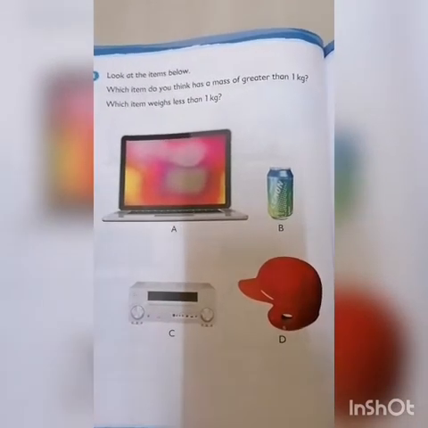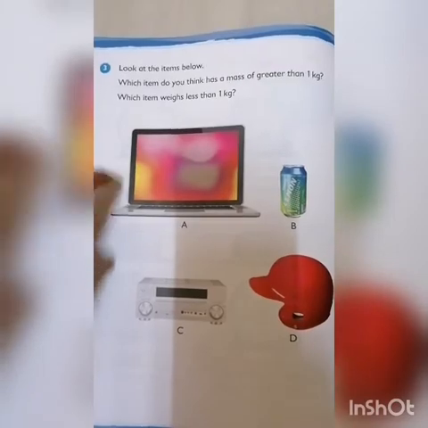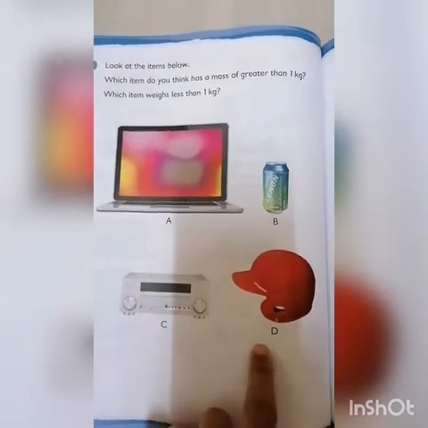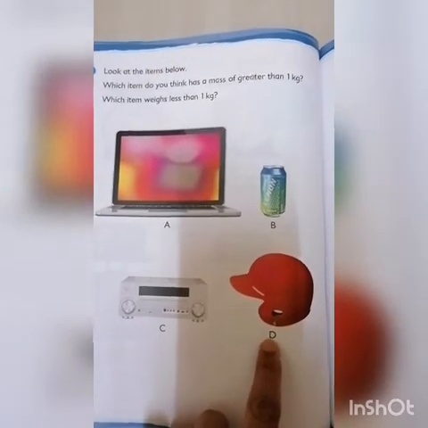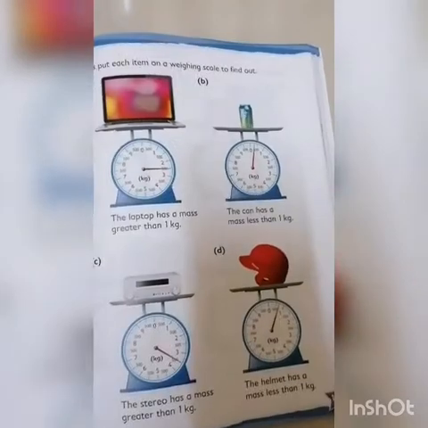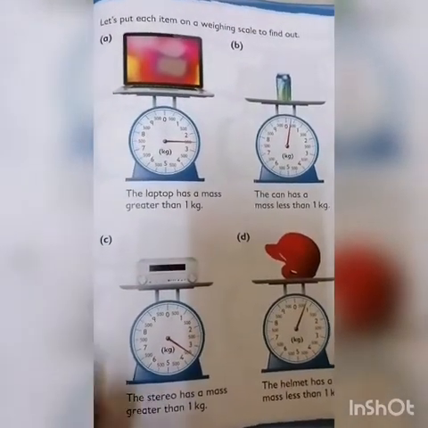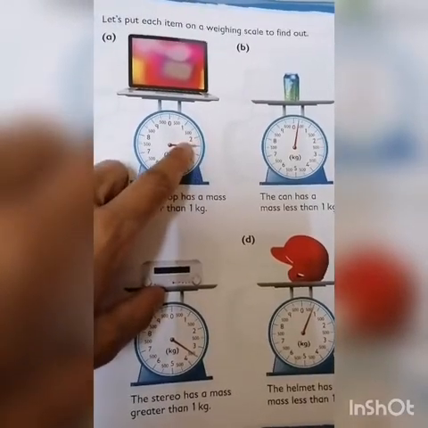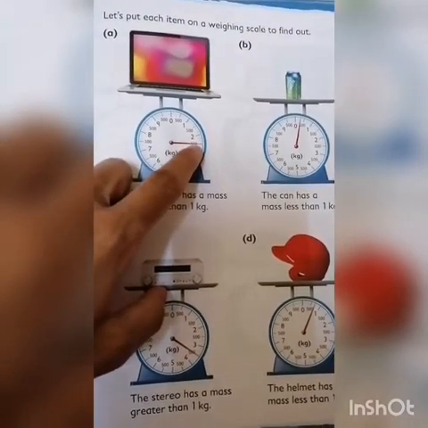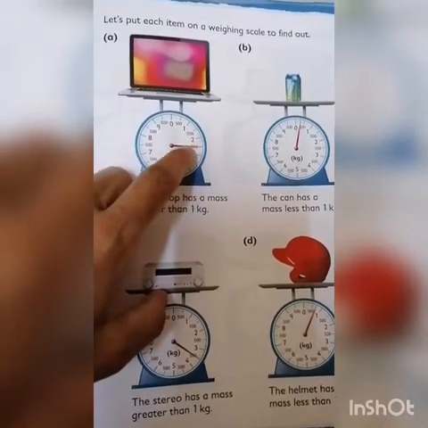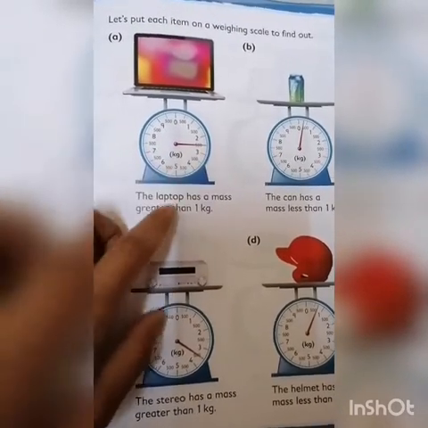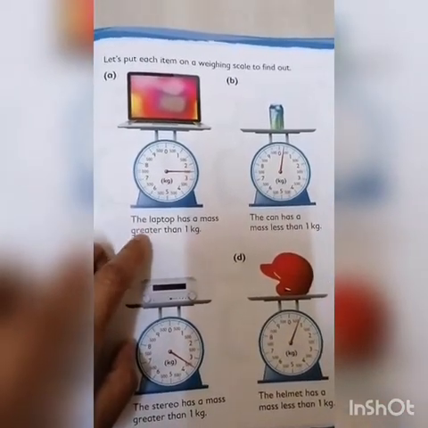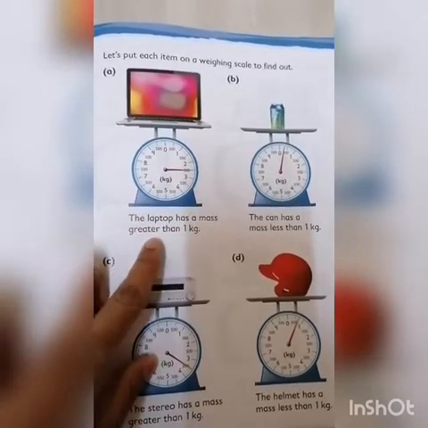Let's have a look. Do you think the laptop is less or more than 1 kg? What about the can? Or this cap or helmet? Let's see now. We have them on the weighing scale. So the laptop is 2 kg, and how many grams here? 500. So it is 2 kg and 500 grams. So does that mean it's greater or less than 1 kg? It's greater. So the laptop has a mass greater than 1 kg.